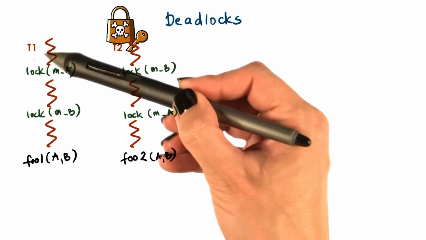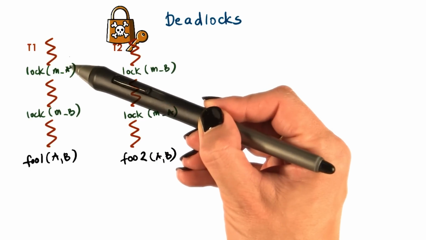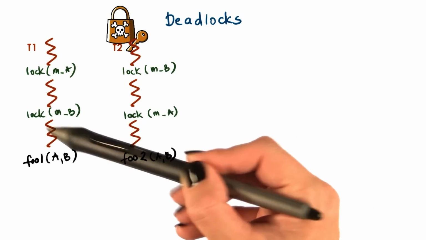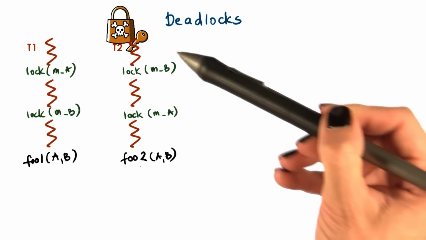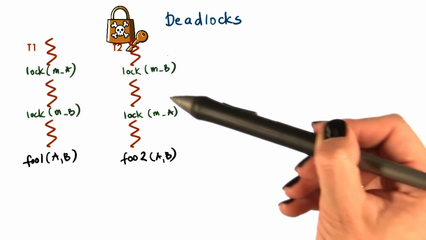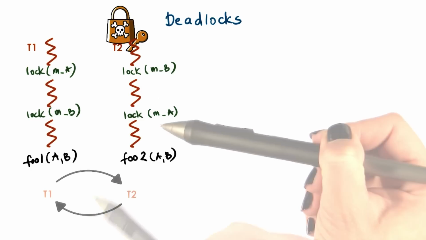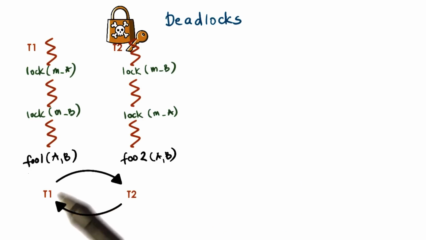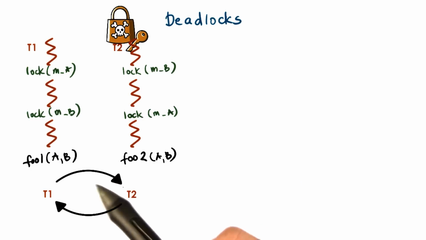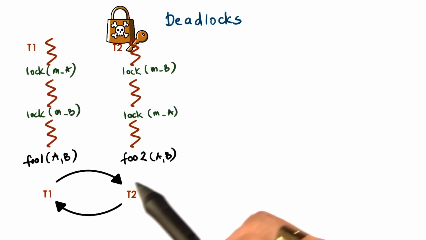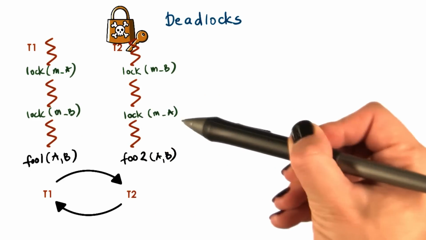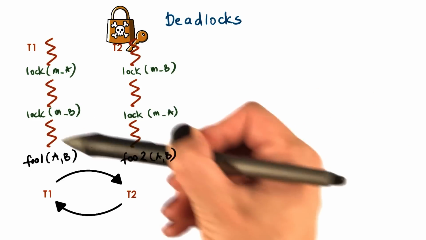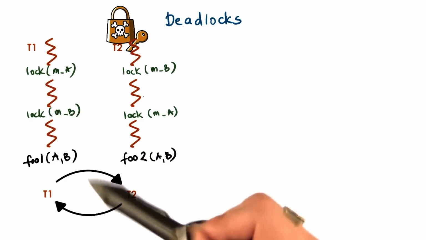And let's say T1 first locks the mutex for A, and then locks the mutex for B. And in the case of T2, T2 first locks the mutex for B and then locks the mutex for A. And this is where the problem is. The two threads are waiting on each other in a cycle. Neither one of them will be able to get to the foo operation. Neither one of them, in fact, will be able to execute the second lock operation. They'll keep waiting on each other and we'll have a deadlock.